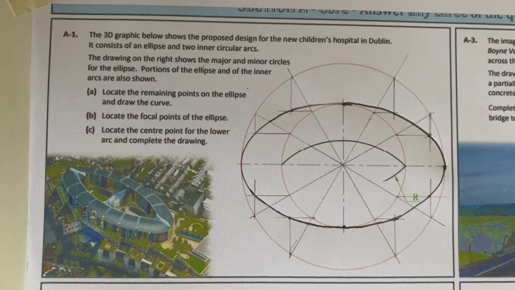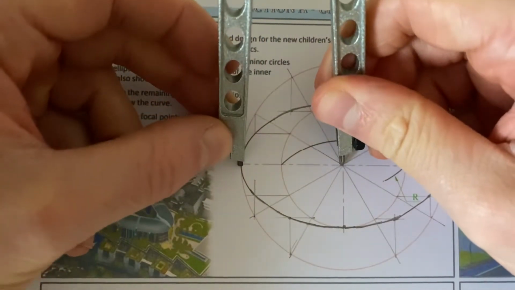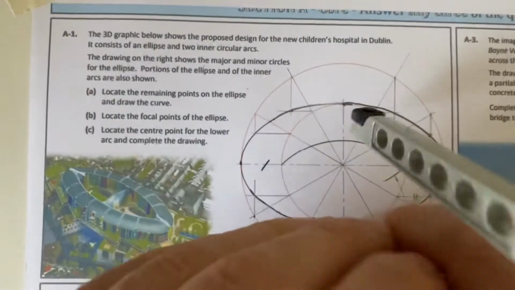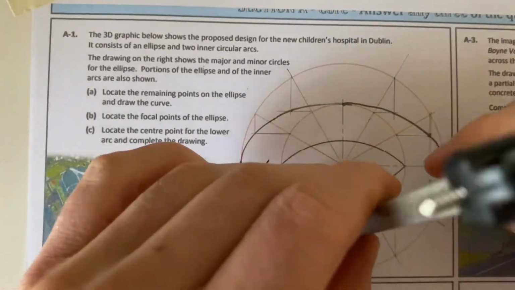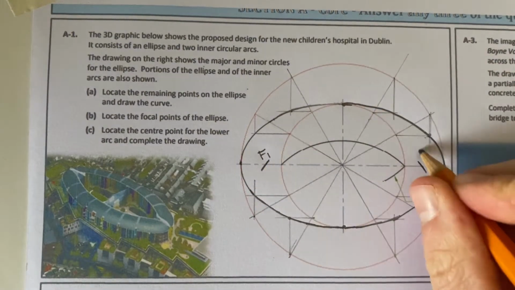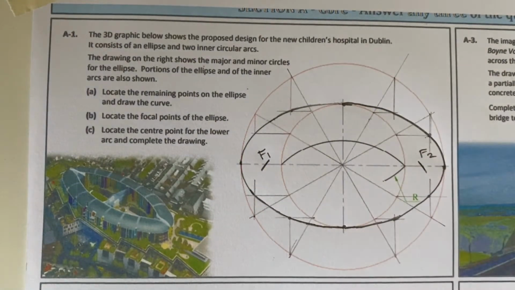Part B, locate the focal points of the ellipse. So very simple, going back to our junior cert, we take half the major, swing it from the minor, and we get a focal point there and there. So that gives us F1 and F2.